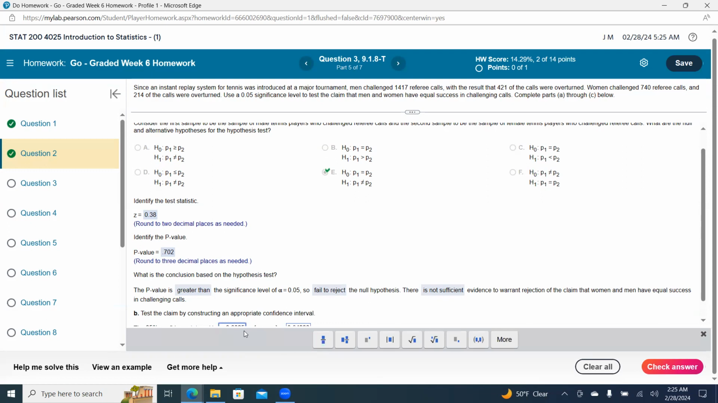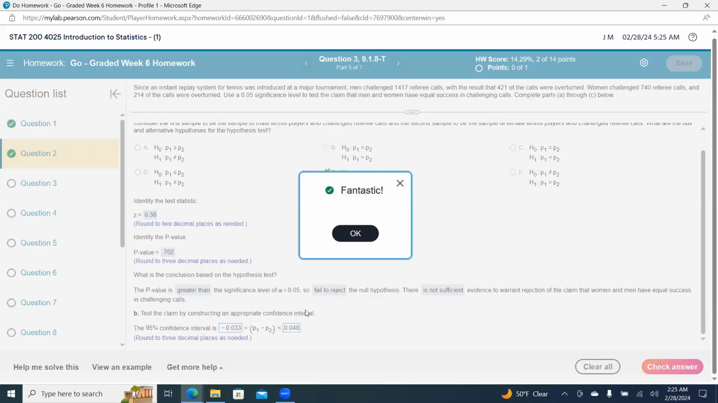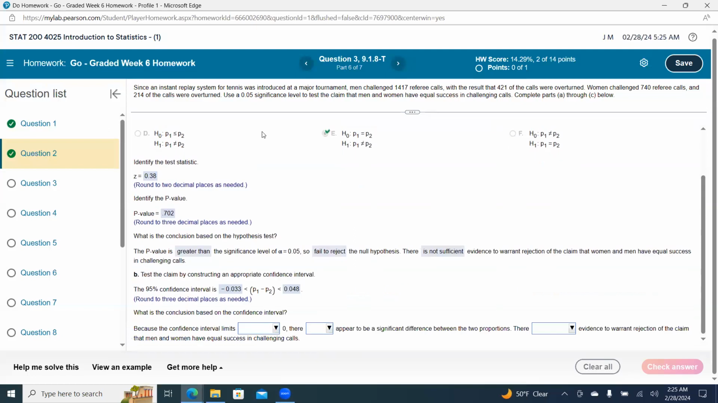What the heck am I doing here? I'm not even paying attention to this. 0.033 and 0.048. Correct. Pause the video for just one wee second here.